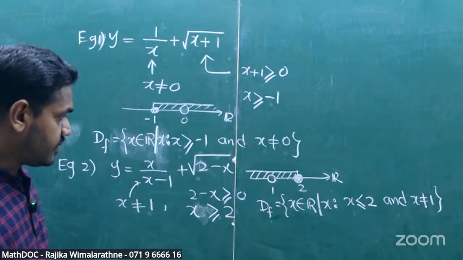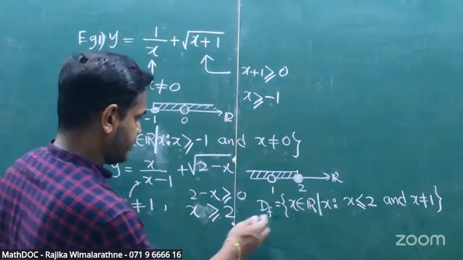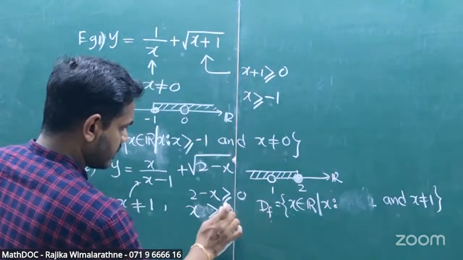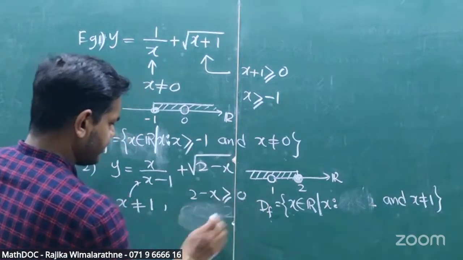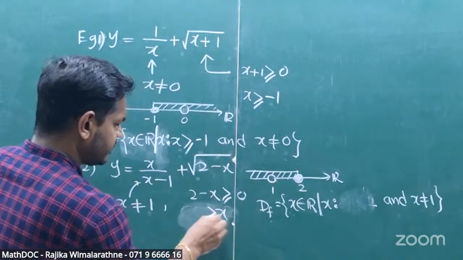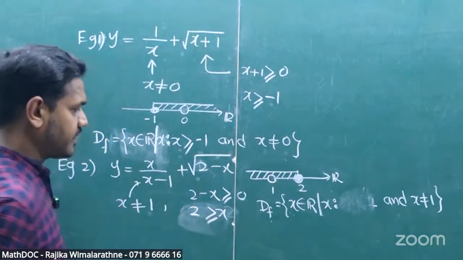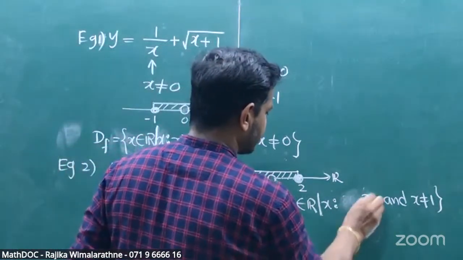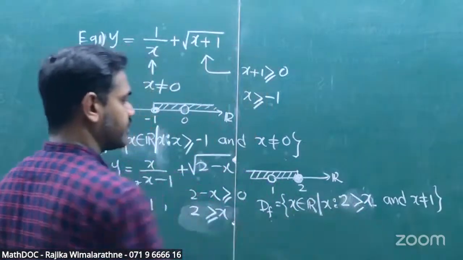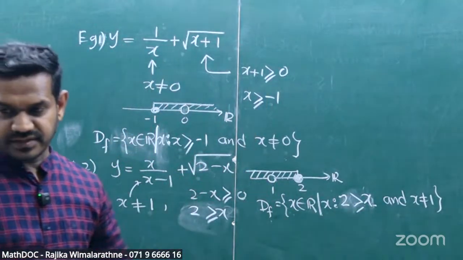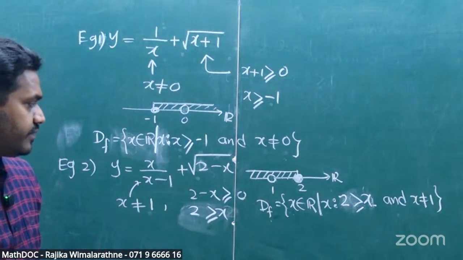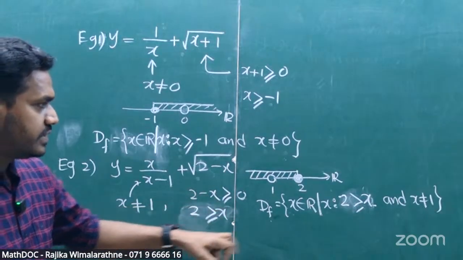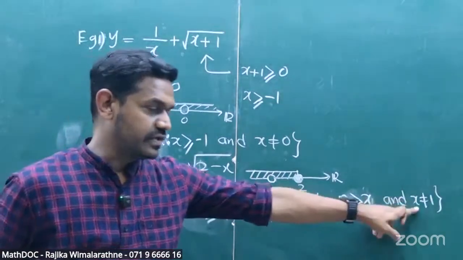This is wrong, no? So x goes to here. Here it is, x value is less than 2. But the answer is correct. Here 2 minus x greater than 0 means the x value is less than 2. So x is less than 2 and x not equal to 1.